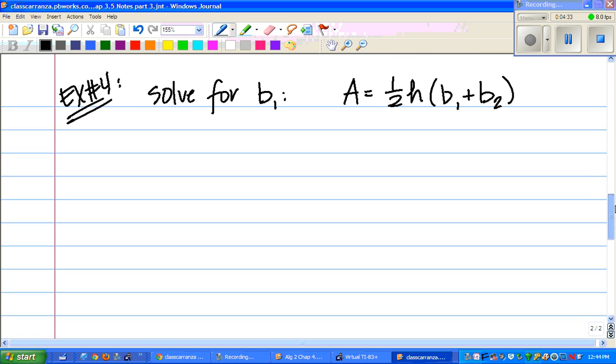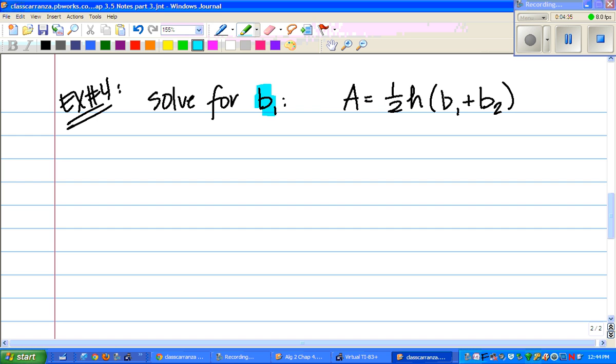All right, let's move over to the next one. It says solve for b1. So it tells us not to distribute, so I'm not going to multiply that across. I need to get rid of my 1/2. But to do that, you multiply by the reciprocal, 2 over 1. Those cancel out. 2 over 1 is the same thing as 2. So we have 2a equals h times b1 plus b2.